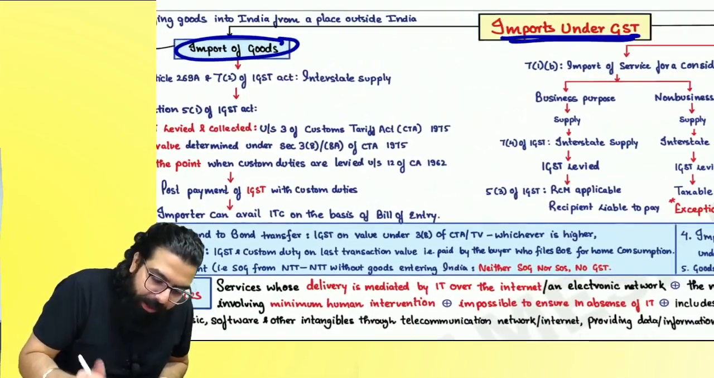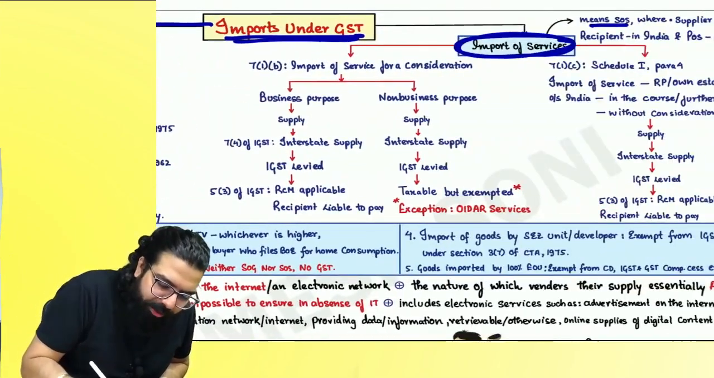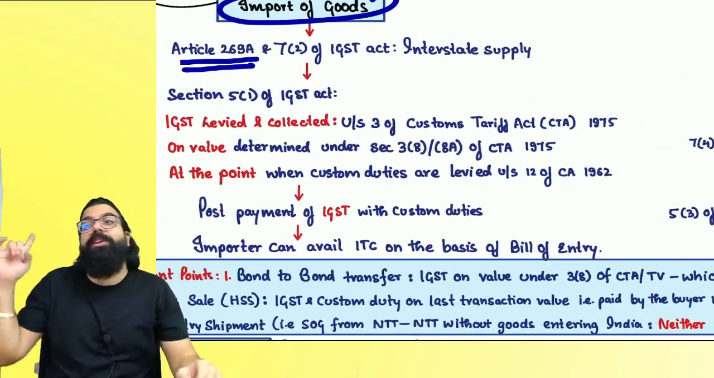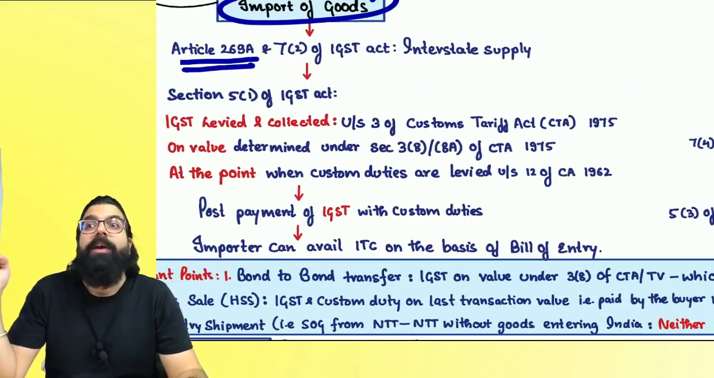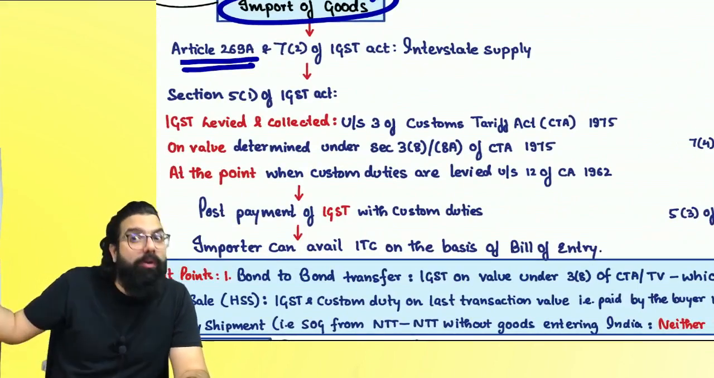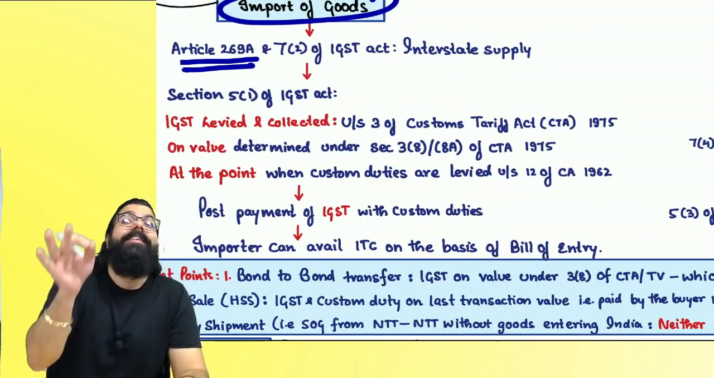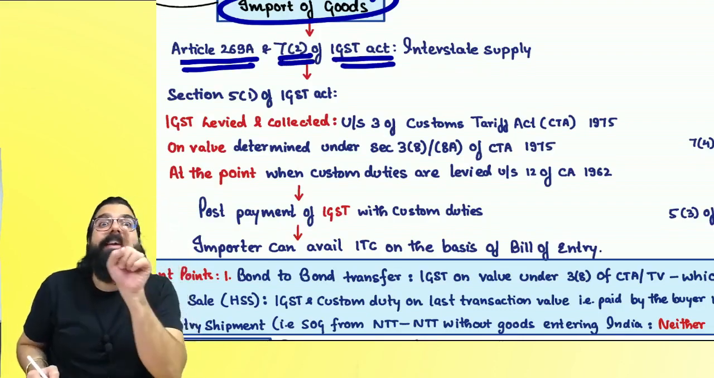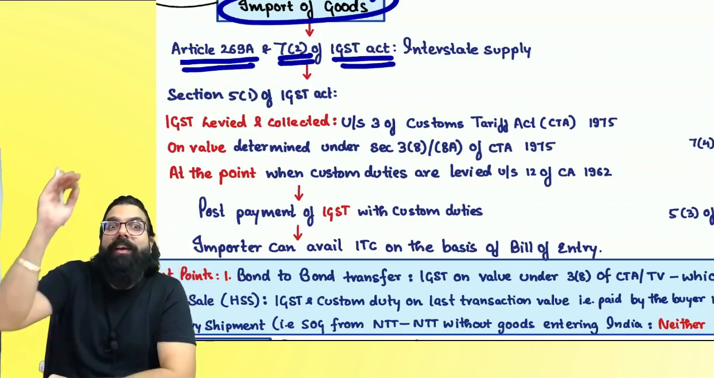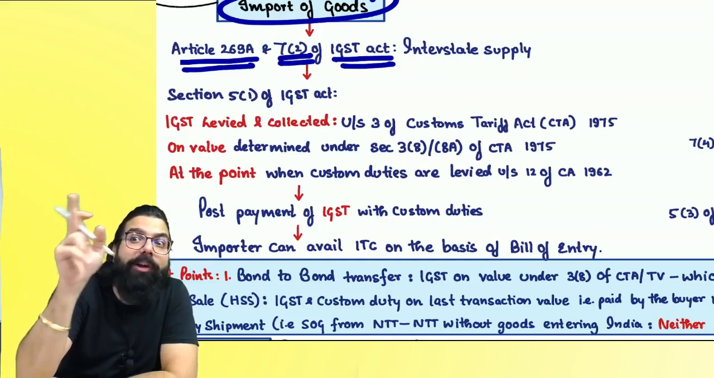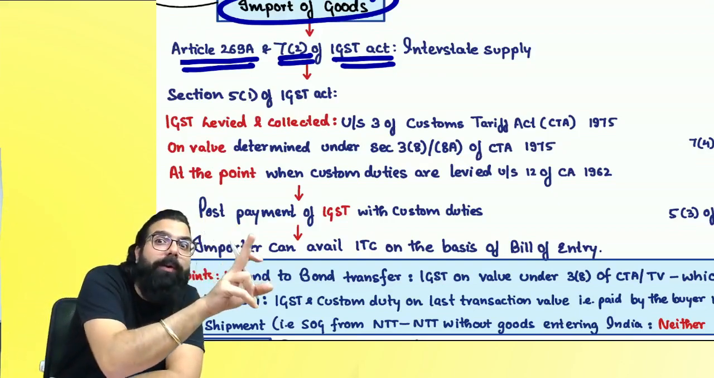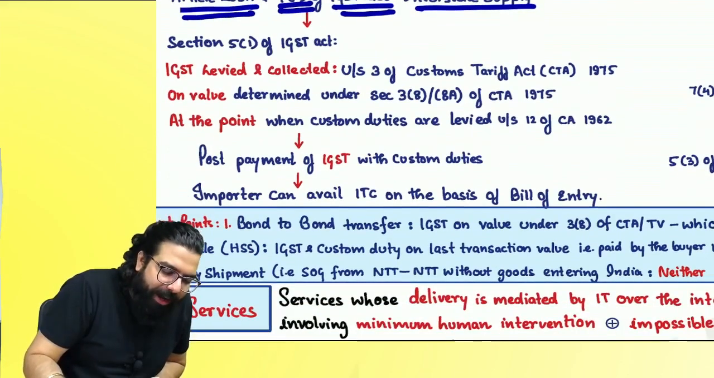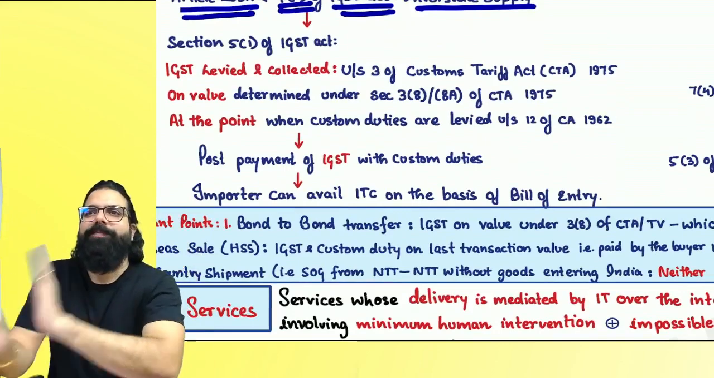Now, importation can be of goods, importation can be of service. Importation of goods, as per article 269 which you read in your first chapter, says that when goods come from outside India into India, it is interstate supply. In section 7(2) of the IGST Act, the nature of supply chapter, it is written that importation of goods till the goods cross the customs frontier is interstate. So it is always interstate supply and IGST should come.